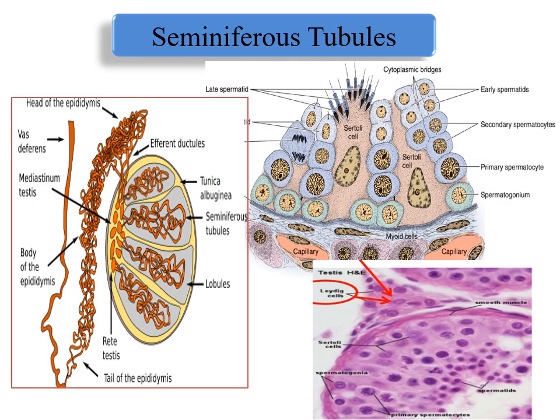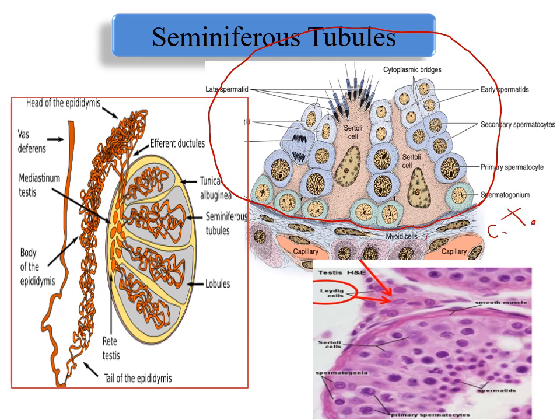Here again, this is the seminiferous tubule. As you can see, this is the basement membrane. If you form a circle here, then it would be the seminiferous tubule itself. This is the connective tissue in between the seminiferous tubules.